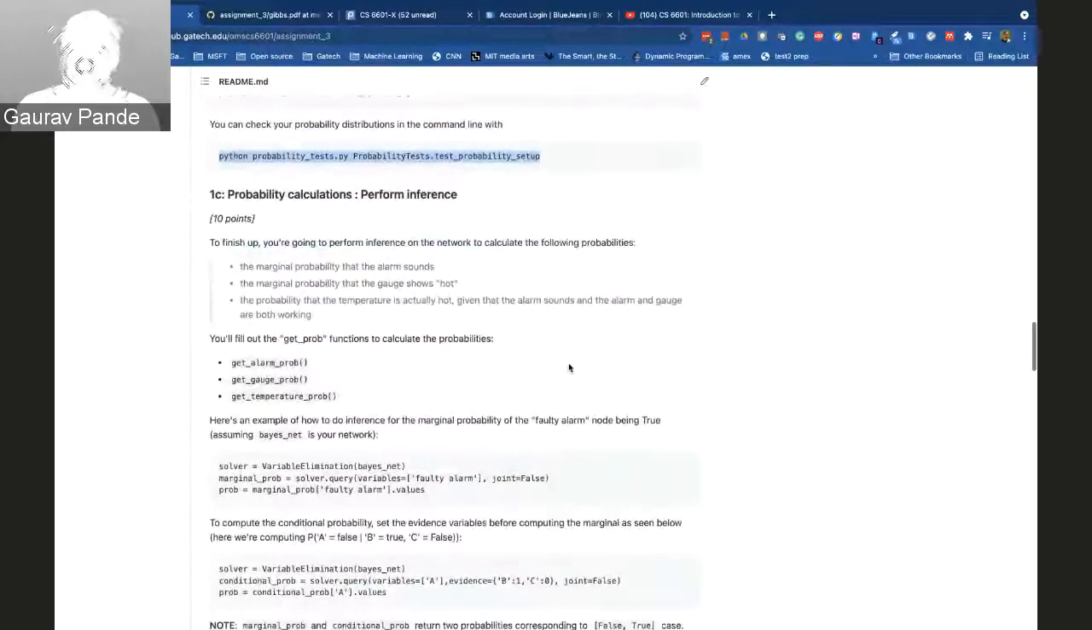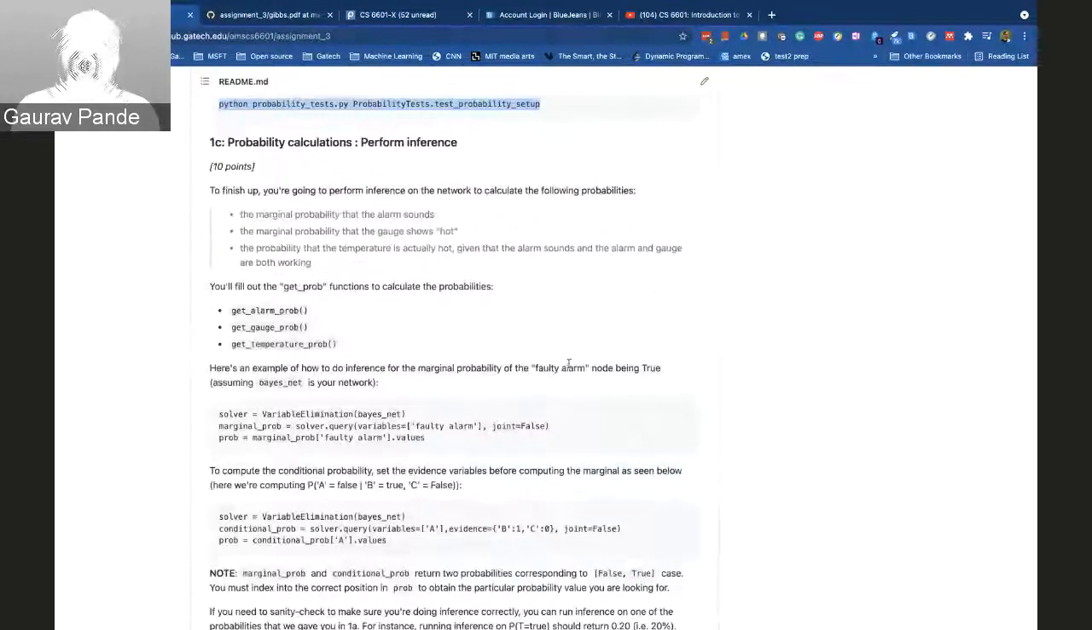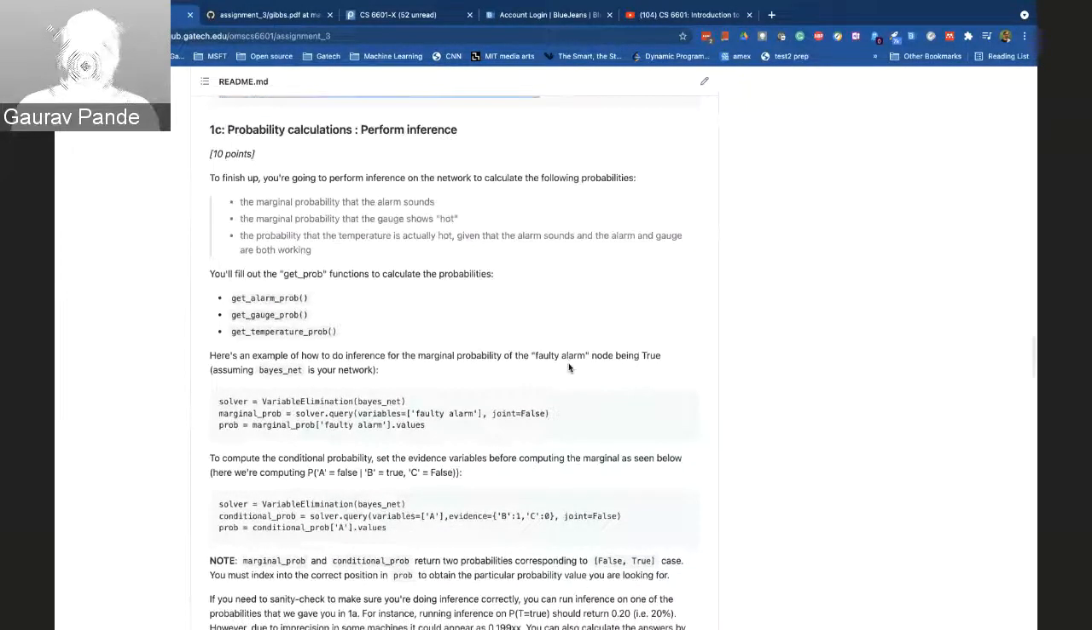Part 1C is basically probability calculation, that is, performing the inference, where you calculate the marginal probability that the alarm will sound, the marginal probability that the gauge shows it's hot, and finally the probability that the temperature is actually hot given that the alarm sounds and the alarm and the gauge are both working. So these are some inferential calculations that you have to do.